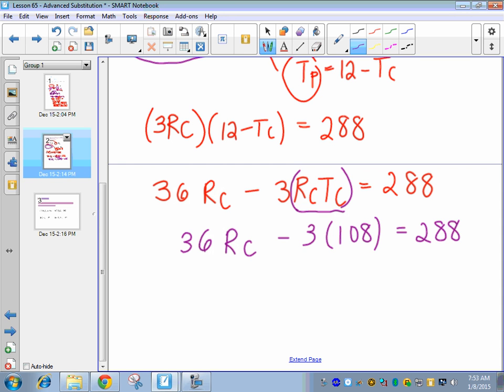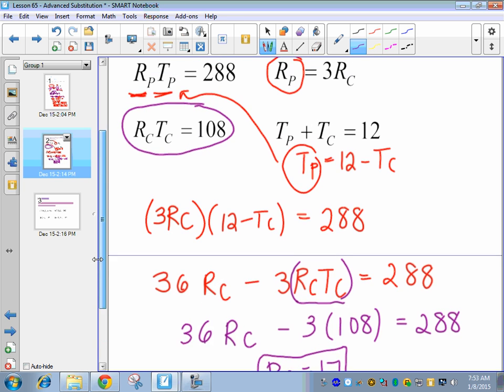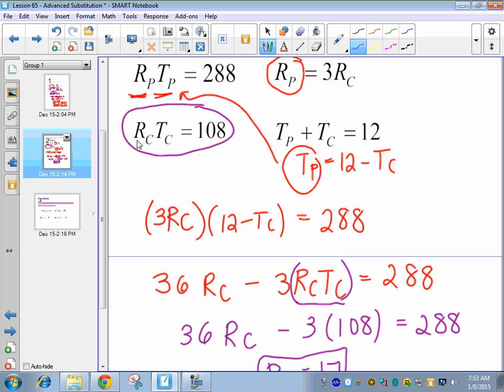Okay, you guys go ahead and solve that for me. And tell me what you get for RC. Yeah, Brennan. 17. Okay. So we'll get 17 after we solve that equation. Okay, so if we come back up here, let's plug it in right here. We know RC is 17.